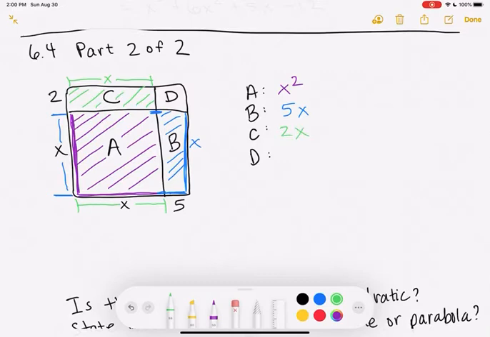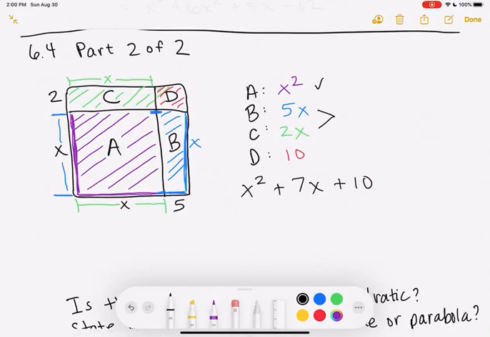And finally D, oh, let's change colors. D, any guesses? It's going to be 2 times 5. Okay, so that's 10. So what this tells us is that the area of this diagram that I drew out is X squared, plus the 5X and the 2X, which would be 7X, plus 10. Okay, so that's the area of that diagram.